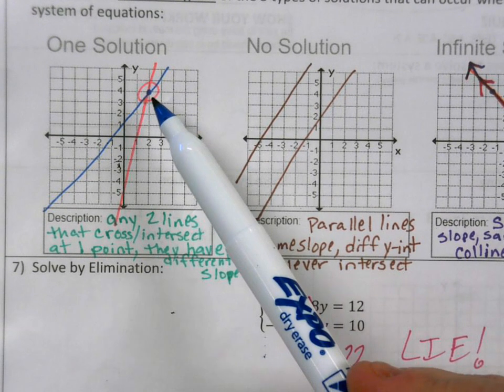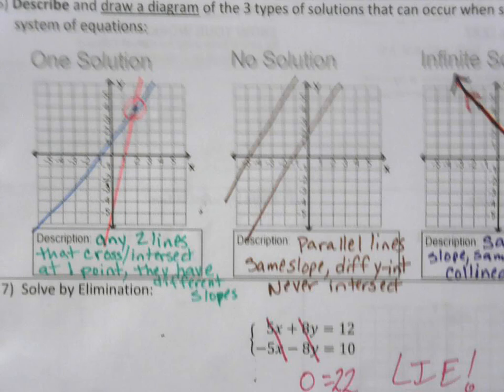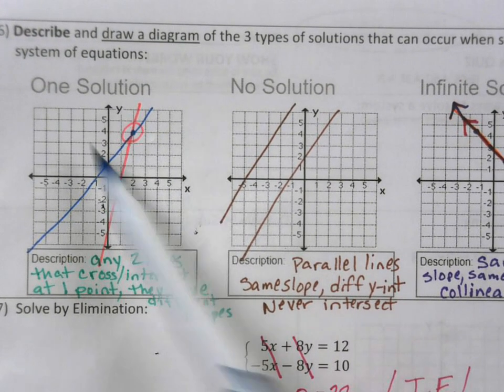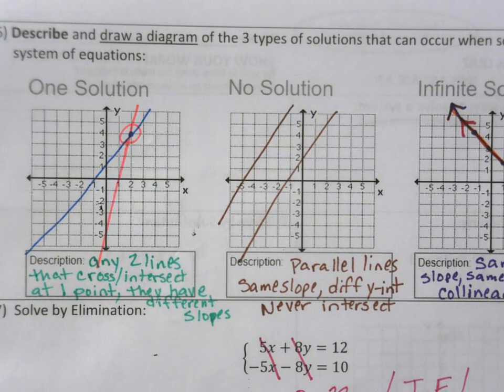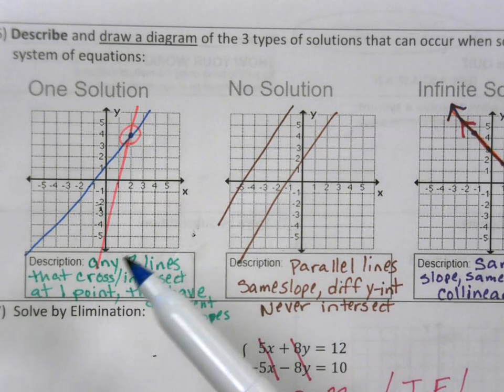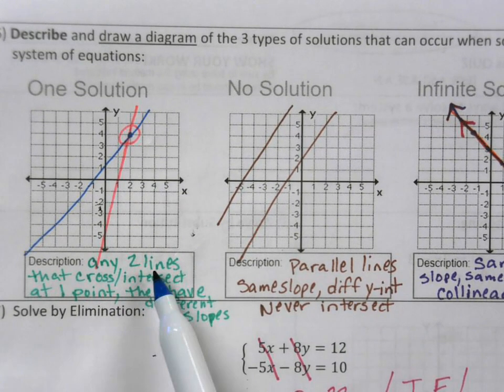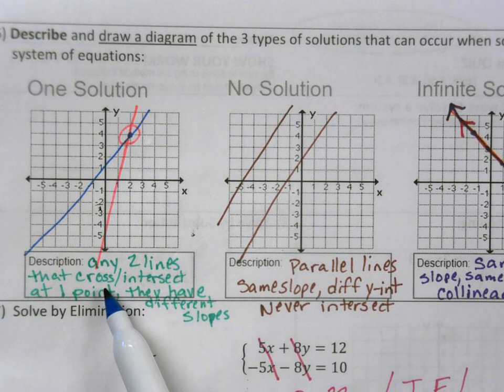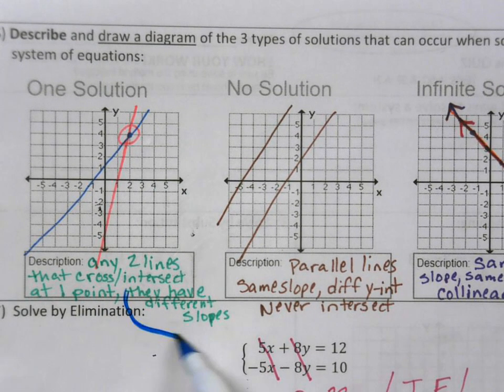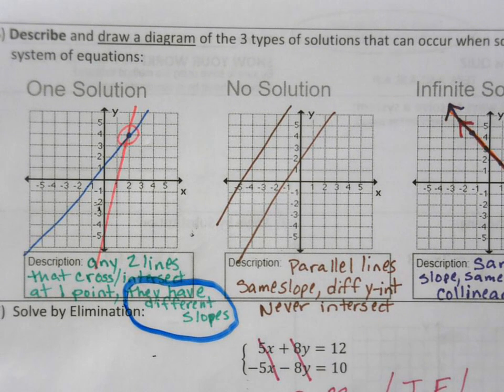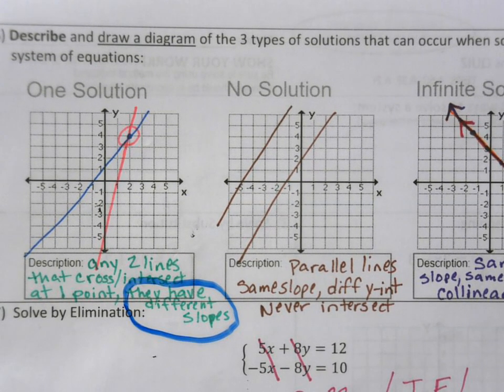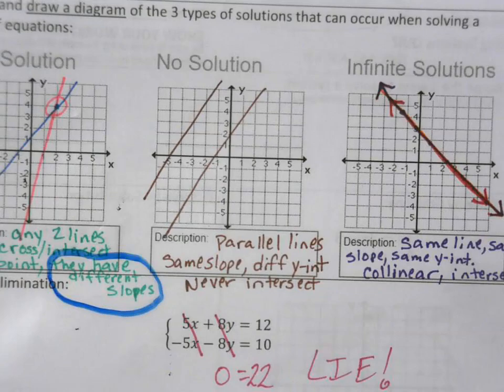So right here, on the back, this was asking you to draw a diagram. This is what was on that foldable from the day before when we were graphing. The very first 4 things that we drew on there were examples of what one solution was. One solution is any 2 lines that cross or intersect at one point. They have different slopes. If your 2 lines have different slopes, you will get a solution.